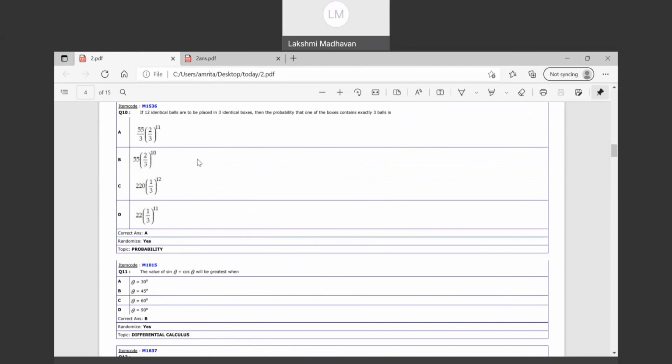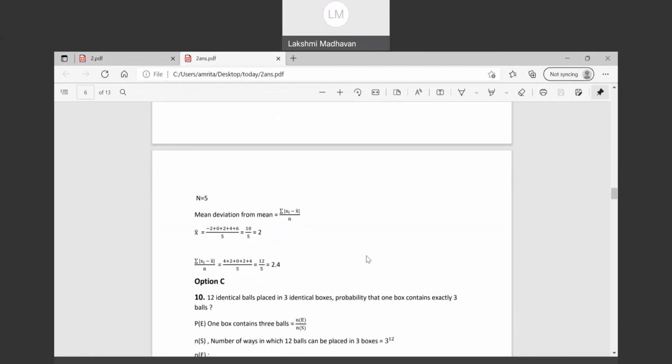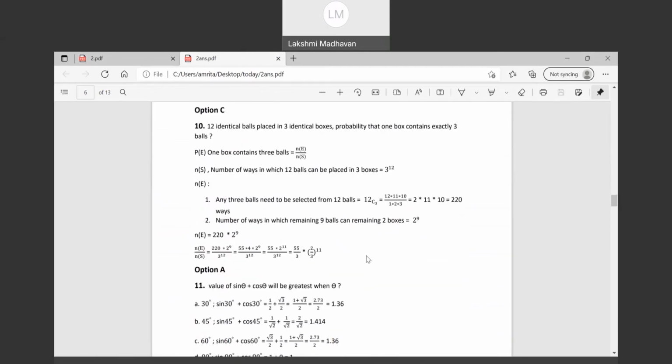Now moving on to the next question, question number 10. If 12 identical balls are to be placed in 3 identical boxes, then find the probability that one of the boxes contains exactly 3 balls. So we have 3 identical boxes and I have to place 12 identical balls into the 3 boxes, and find the probability that one of the boxes contains exactly 3 balls. So let's see how we are going to solve this question.